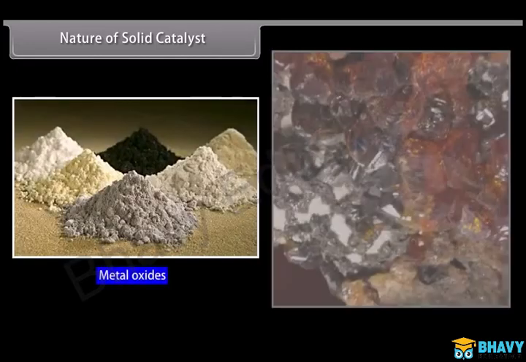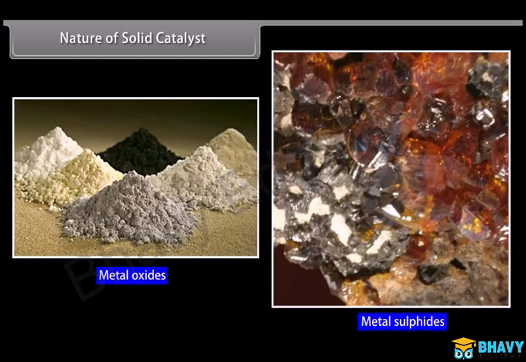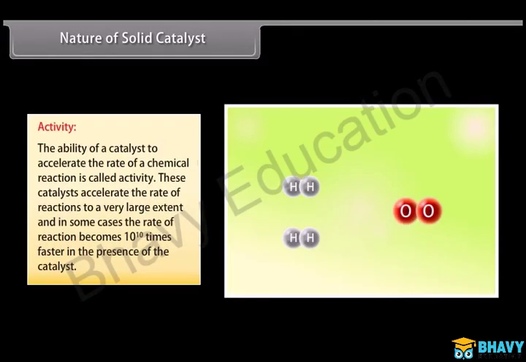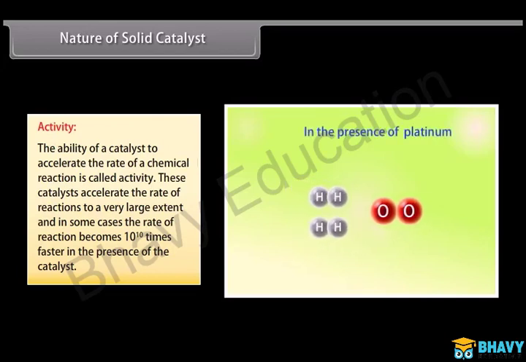Nature of solid catalyst. Metals, alloys of metals, metal oxides, metal sulfides, or mixtures of these are generally used as solid catalysts. The two important aspects of solid catalysts are activity. The ability of a catalyst to accelerate the rate of a chemical reaction is called activity.